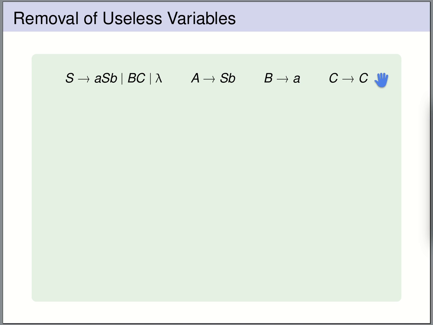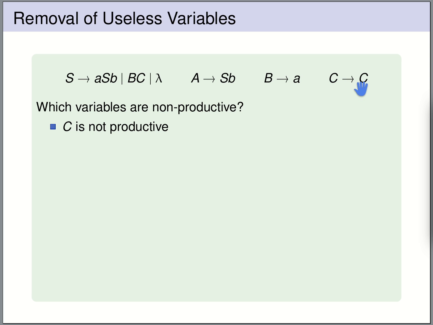Let's have a look at our grammar again. We start by determining the productive variables. So B is clearly productive, it rewrites to a terminal word. S is productive, it rewrites to a terminal word, and because S is productive, also A is productive. So A, B, and S are productive. So the non-productive variable is just C. C does not rewrite to a terminal word. So C is not productive, so we remove all rules from our grammar that contain C.